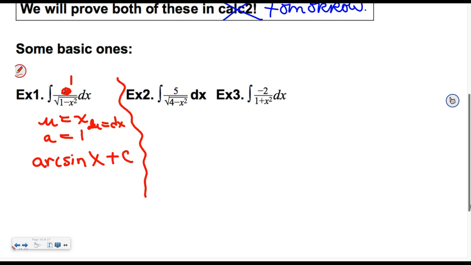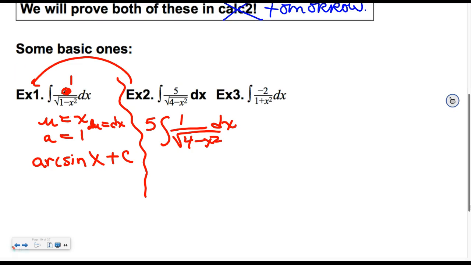Next one. It looks a lot like example 1. It just has a couple variances on it. First of all, I have a 5 on the top, so I'll do what we always do when we have a constant in our integrand and pull it out front. Again, I'd always try u sub. It's the biggest integration tool you have. It won't work here, but if this was an x on the top instead of a 1, u sub's my man, so be careful with that.